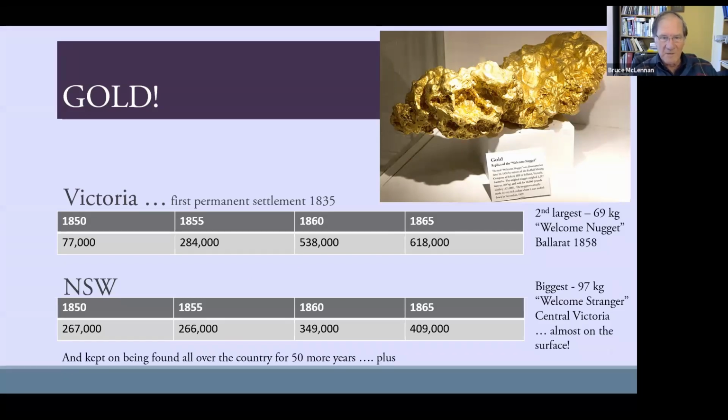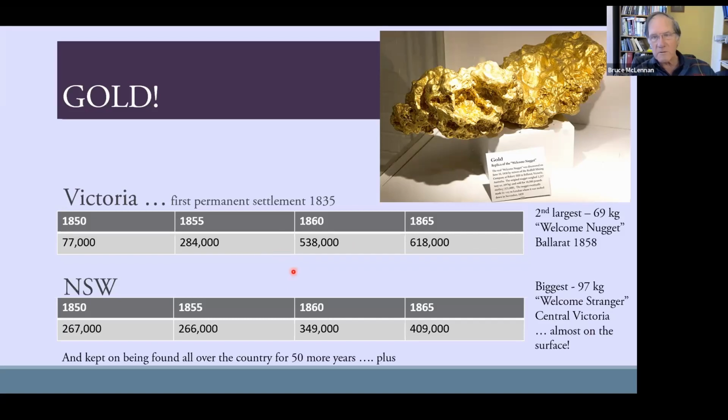And one of the biggest nuggets ever discovered anywhere in the world, this is not this one, this is the second biggest. The Welcome Stranger was just on the ground, more or less. They didn't have to dig for it even. It was just sort of under a tree, waiting for someone to pick it up. 97 kilos of gold. It's good, isn't it? So you can see here, this is a huge increase in population. Doubles again 5 years later.